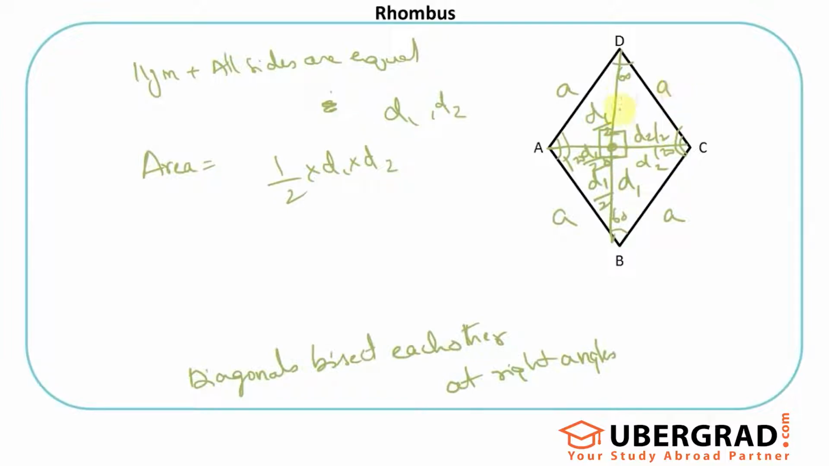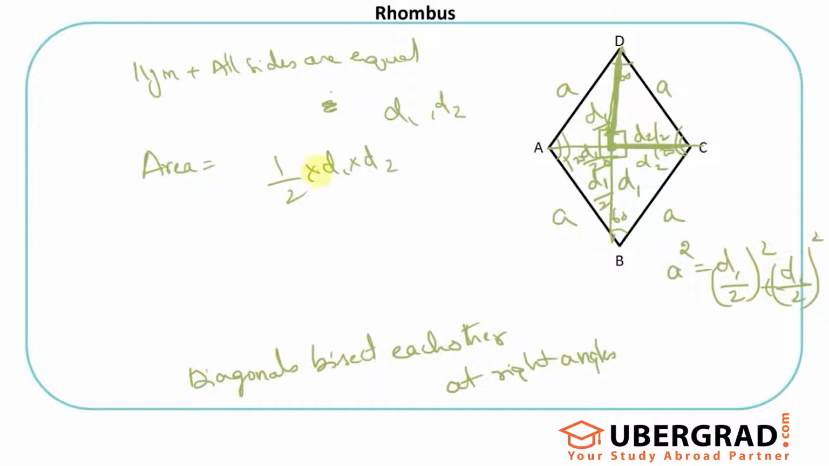So this is where I can again write a very useful Pythagoras theorem, that is the hypotenuse A square equals D1 by 2 square. That is, I am talking about DO, this part. And the other side will be D2 by 2, so that will be D2 by 2 square.